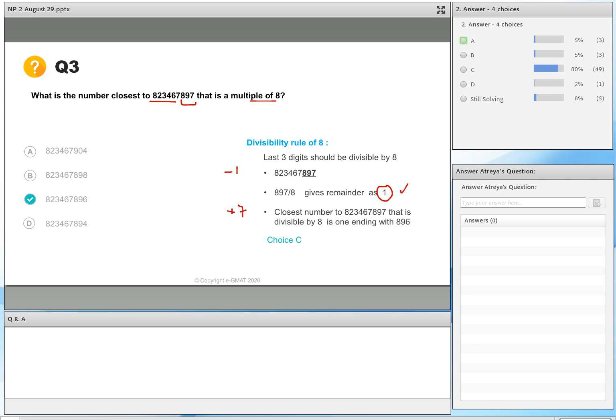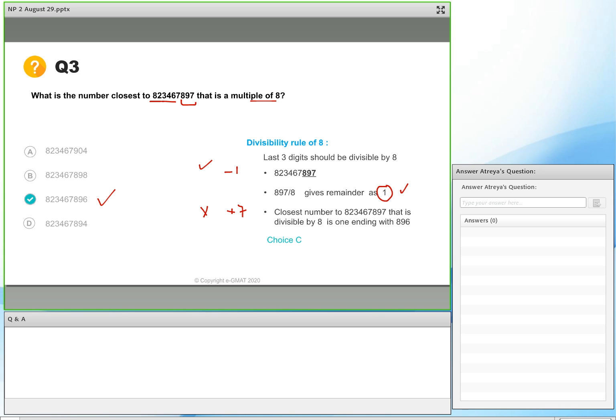Now, I need to find the closest. I'm definitely not doing the addition, so I'll subtract a 1 from this number. So 897 minus 1 becomes 896. Choice C is the correct answer choice for this question. I hope the solution is clear to all of you. With that, we'll now move on to the next 2 questions, and just give me a moment over here, please.